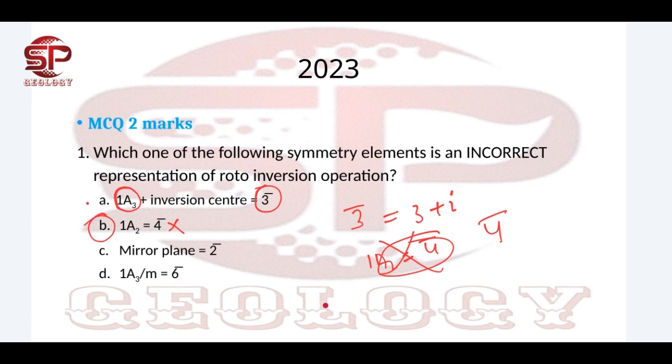Then mirror plane, we know 2-bar is equivalent to a mirror plane. Then 6-bar is equivalent to threefold axis perpendicular to a mirror plane. So A, C, D are correct, only B is incorrect. So the answer will be B.